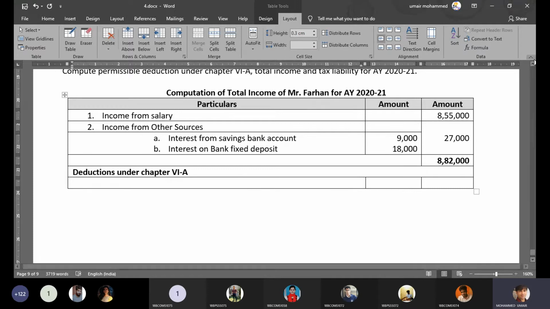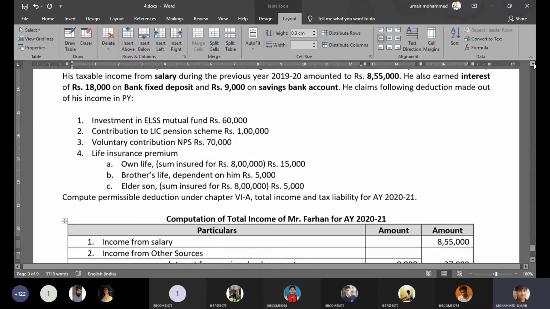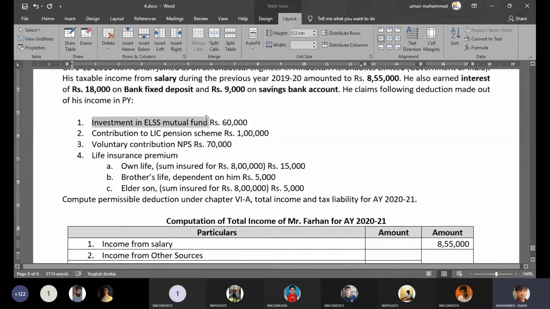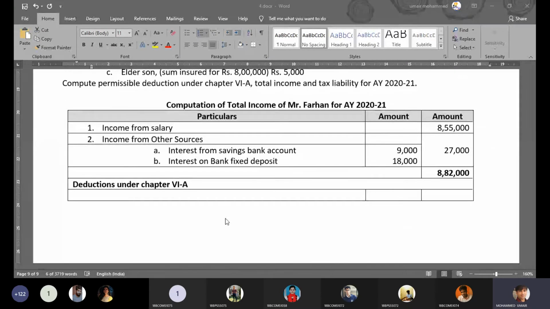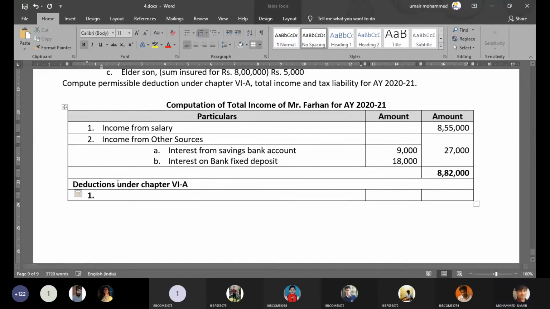So let's go to deductions now. The first deduction which he wants to claim is investment in ELSS, equity linked savings scheme mutual fund, which gets qualified for deduction under section 80C. Let's write that. Investment in ELSS mutual fund, 60,000.